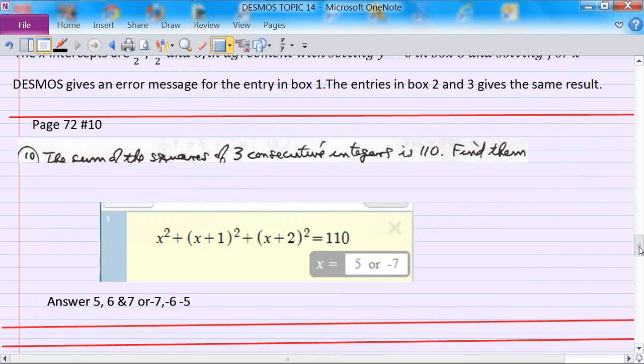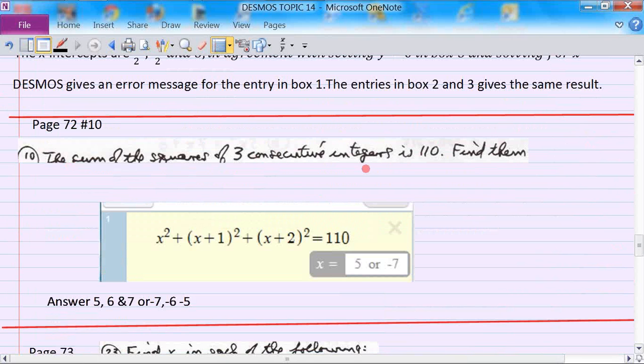Now, here's the beauty of Desmos: the sum of 3 squares of consecutive integers is 110. Albeit that you could always do this in your head, because obviously the numbers must be somewhere between 1 and 10, and they have to probably be right in the middle. This is not too surprising that the numbers are 5, 6, 7. But here I put the basic equation in, and here it calculated the answer for me.